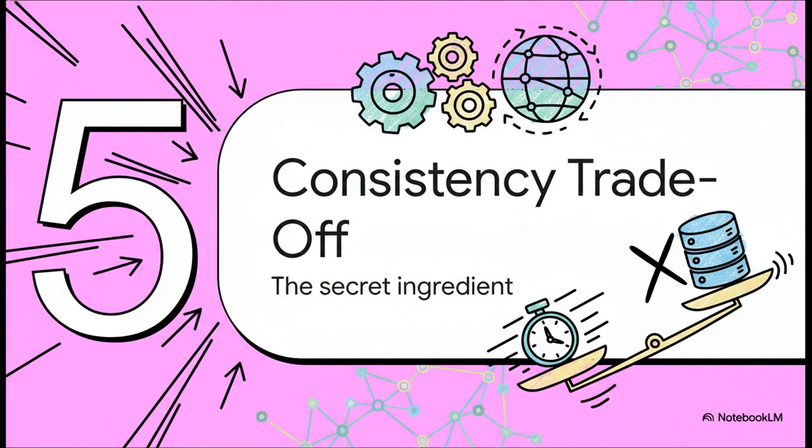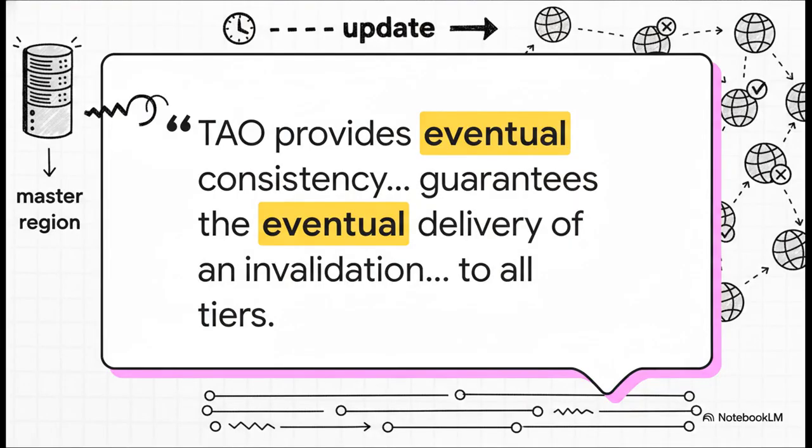And now we get to the secret ingredient. The one big idea that makes all of this global speed actually possible. This is the absolute core design decision of the entire system, the consistency trade-off. See, to be this fast and this reliable, TAO deliberately chooses not to be perfectly, instantly consistent. The original paper says it perfectly. TAO provides eventual consistency. What this means is, when you post something in the master region, TAO doesn't promise that every single cache in every data center on Earth is updated in the exact same nanosecond. What it does promise is the eventual delivery of that update. The data will get there. It will become consistent, just not instantly.